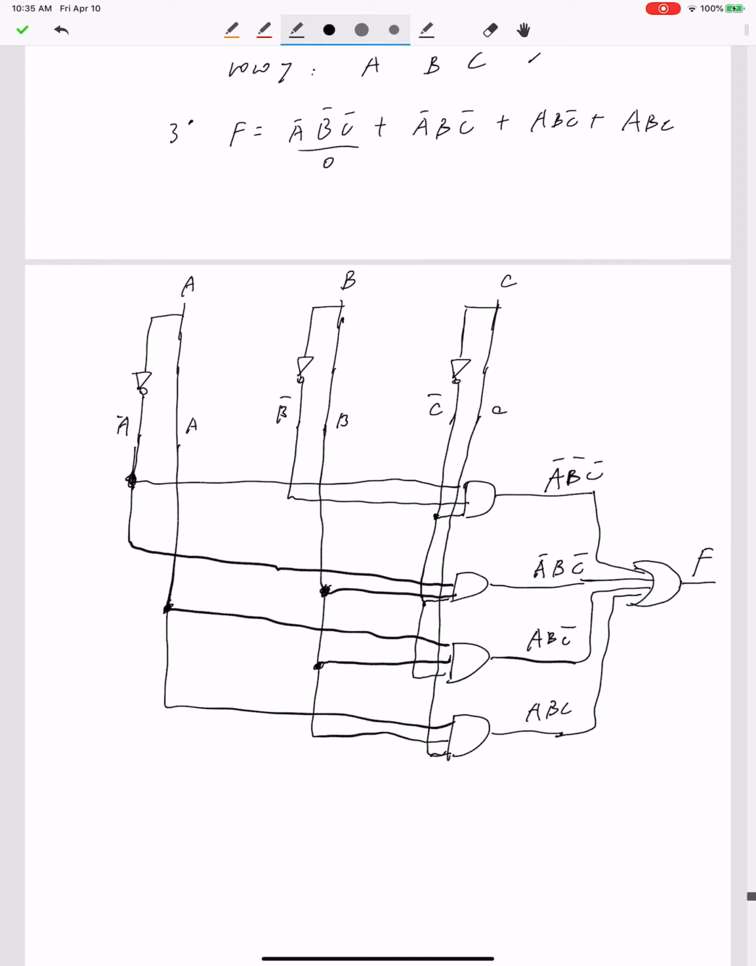But as you can see, this logic circuit is not simple. It's not easy to draw, right? And if you do that on the homework, or if you design a logic circuit and show your design to other people, this logical circuit may not be easy to follow for others, right?